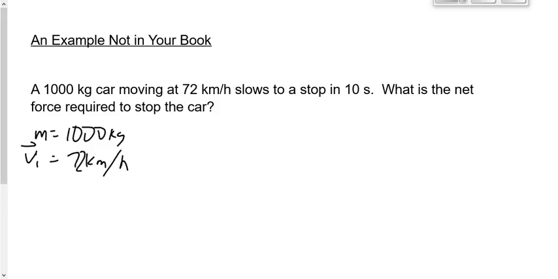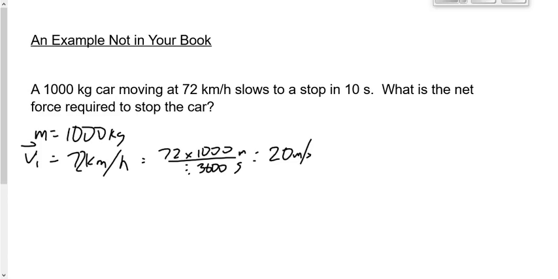We might as well do that now while we're thinking of it. How do you convert from kilometers per hour to meters per second? Multiply by 1,000 to get meters, so 72,000 meters divided by 3,600 seconds. So let's do that now. 72 times 1,000 on the top, divided by 3,600 on the bottom. That gives me meters, gives me seconds, which gives me, in the end, 20 meters per second.